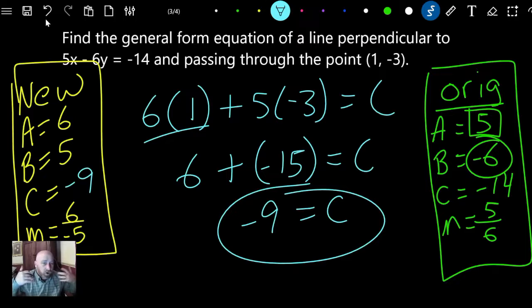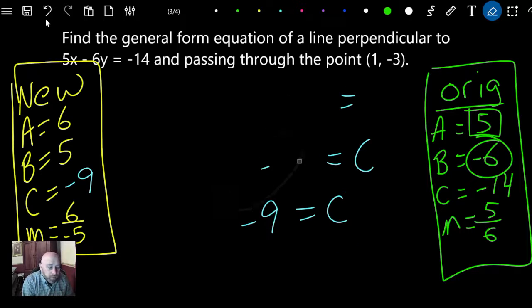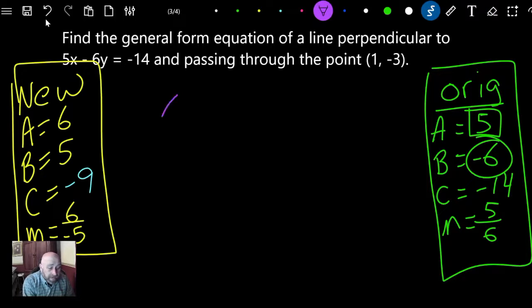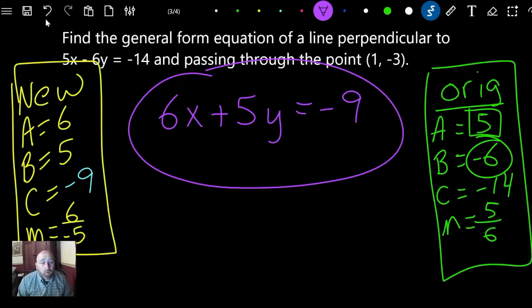Okay, so there's all the information that we need to form our new equation. So let's go ahead and write our new equation, and we'll put it into standard form. So here we go. We have our A is 6, and that goes with X, plus our B is 5, that goes with Y, and that equals C, which in this case turned out to be -9. That is our equation of a perpendicular line.